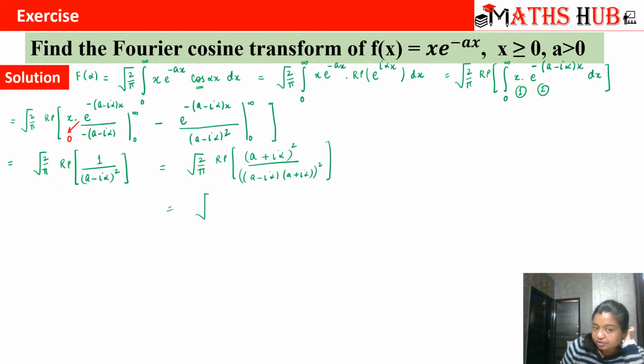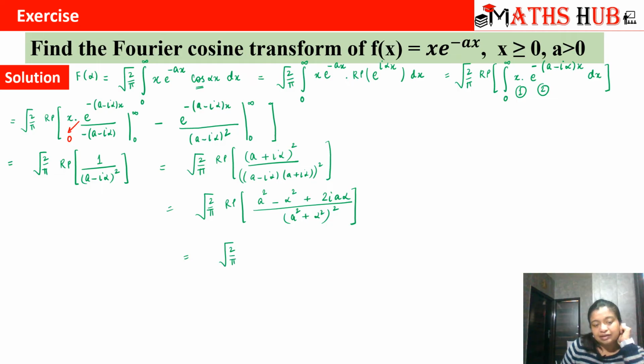So now this is under root 2 by pi, real part. And when you open it up, you'll get a square plus iota square alpha square. So that is minus alpha square plus 2 iota a alpha divided by a square minus iota square alpha square. So that will become (a square plus alpha square) whole square, right? And now when you take the real part out from this, you will get under root 2 by pi, the real part is (a square minus alpha square) divided by (a square plus alpha square) whole square. So this becomes the Fourier cosine transform for f(x) equal to x into e to the power minus ax.